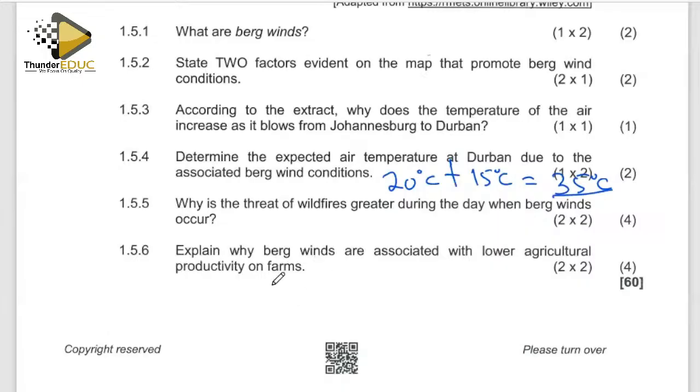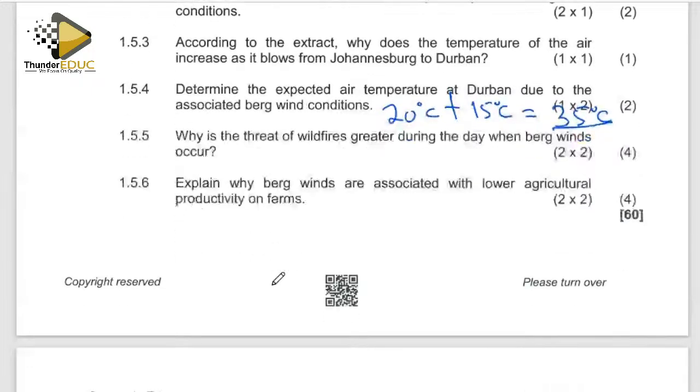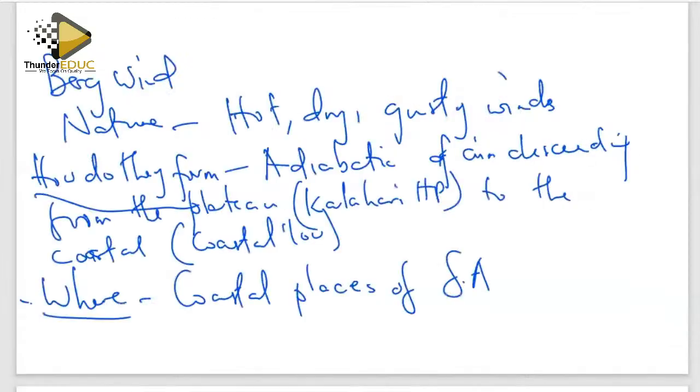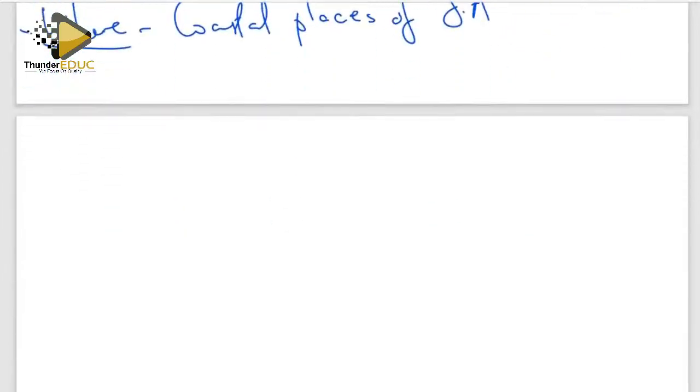Why is the threat of wildfires greater during the day when backwinds occur? Right. Why are backwinds most likely to cause fire conditions over the coastal areas during the day? Right. We can justify that by looking at the frictional effect. During the day, we expect that there's insolation and the ground is warm.